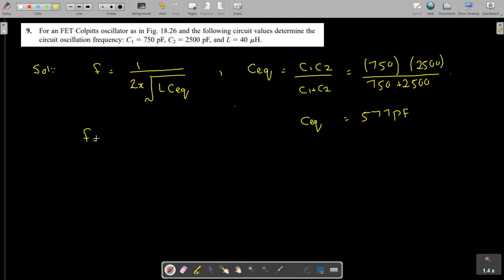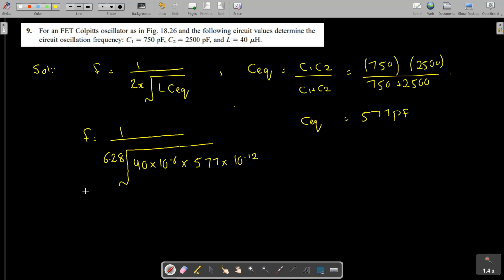So now let us put the value. So we have F is equal to 1 divided by 2 pi. 2 pi is your 6.28 because pi is 3.14. And then we have the under root. And in under root we are going to have L, which is 40 microhenry. So 40 multiplied by 10 raised to power minus 6, and multiplied by this 577 picofarad. So 577 multiplied by 10 raised to power minus 12.